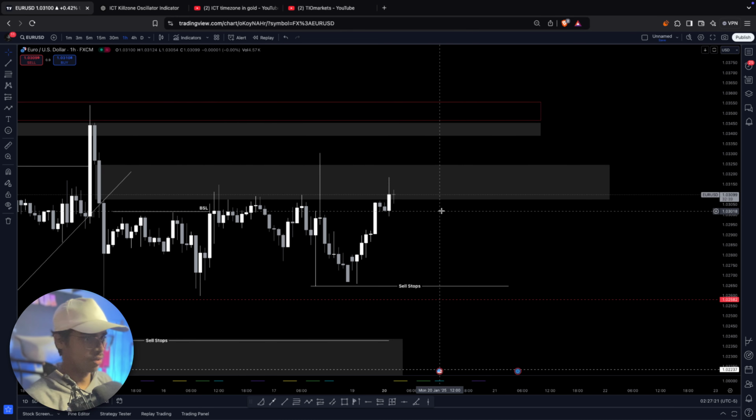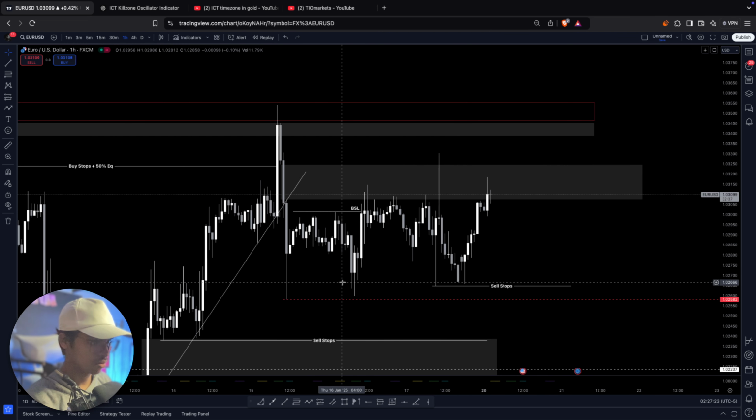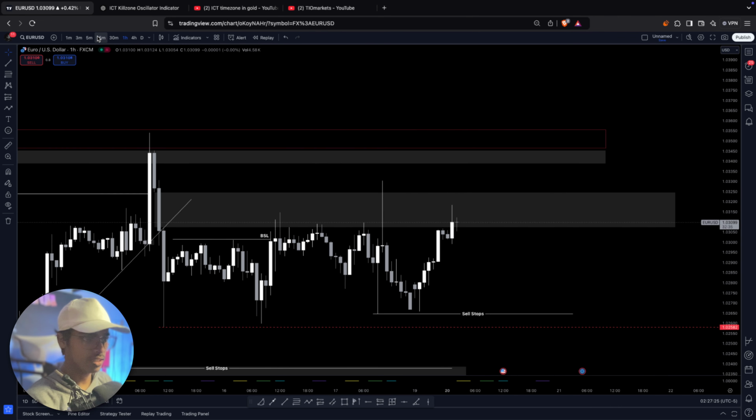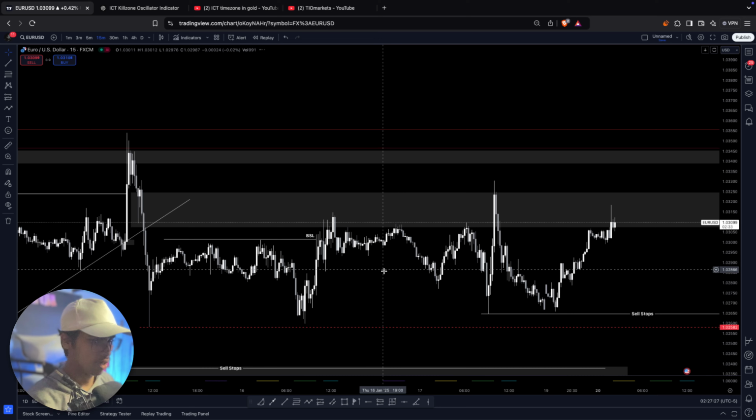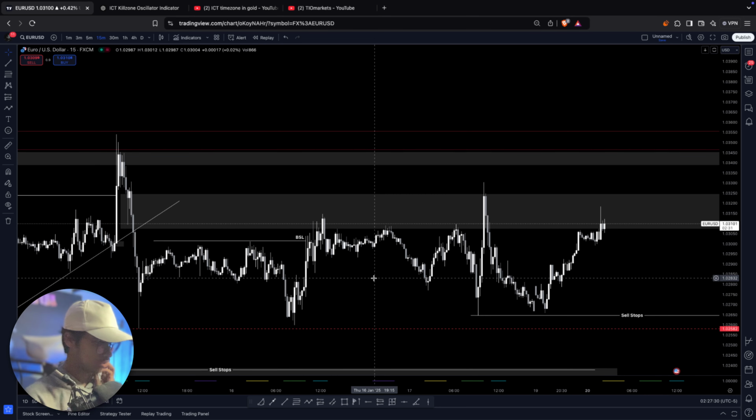Now is there anything else that we could focus on? Let's go on a smaller time frame to see if there is anything else. Let's go on 15 minute. We will not go below 15 minutes, because if you go below 15 minutes, then we are not going to go according to the bias. If you go below 15 minutes, we should only do this when we are trying to form any kind of entries.